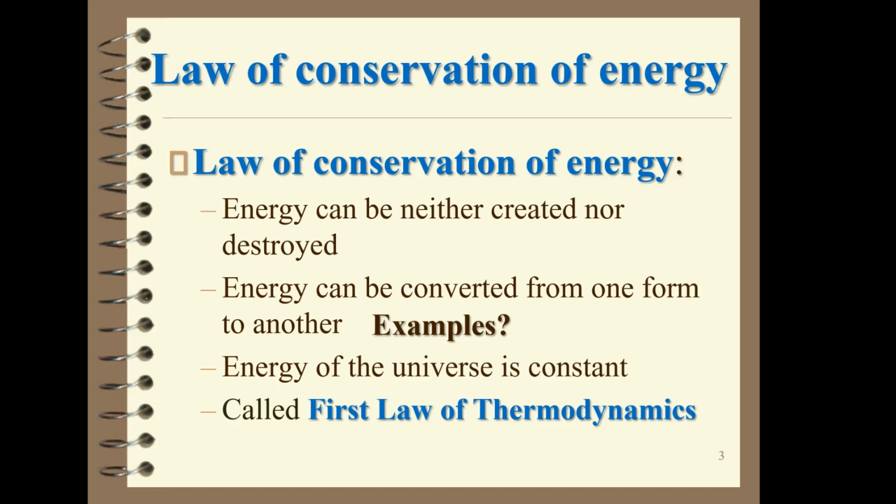For example, chemical energy in a battery produces electrical energy in your computer and in your phone and many other devices. Batteries are awesome. And it took thousands of years for us to discover how to make a battery and then to use it for electrical energy. Pretty amazing. Energy of the universe is constant. We also call this law of conservation of energy the first law of thermodynamics.